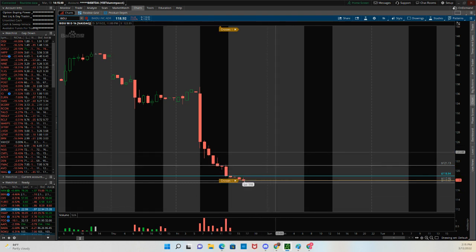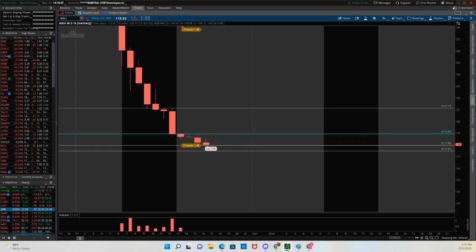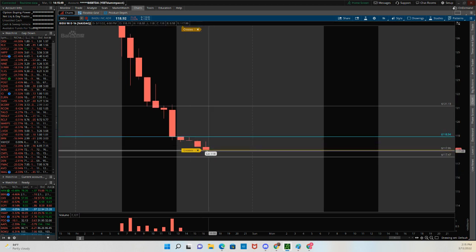What you want to make sure that you do with the swing is give it more time. So with this, I might just go with the weekly on this, right? Like, it's Monday or Tuesday. I might say, okay, let me buy a 117 put, ride this down to the support level that's on the daily, and then just cut it right there.